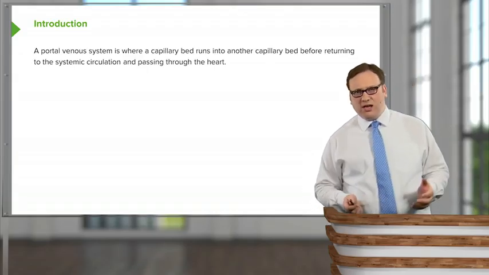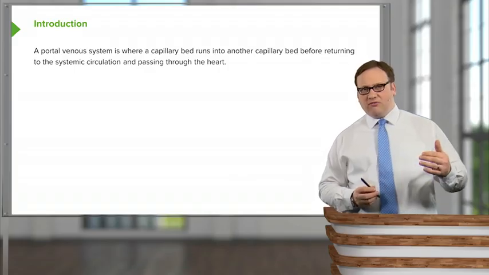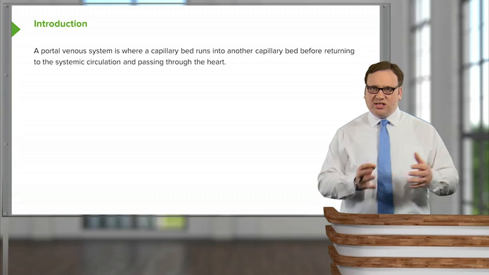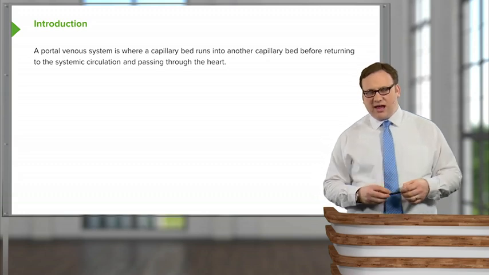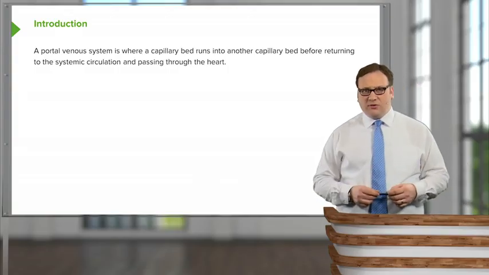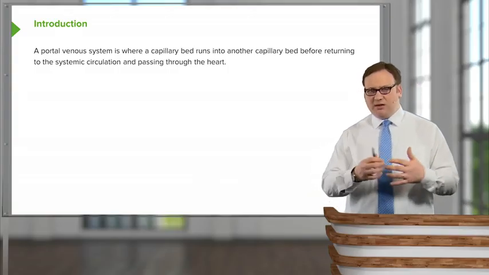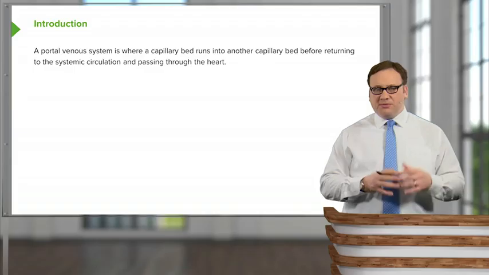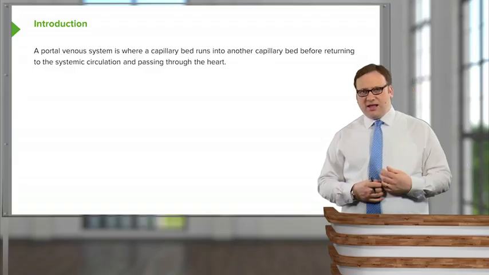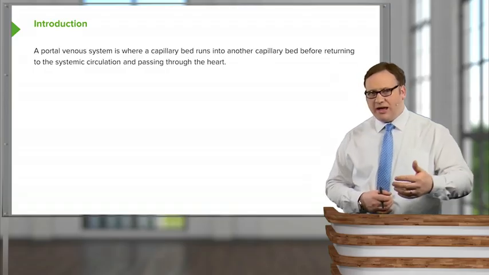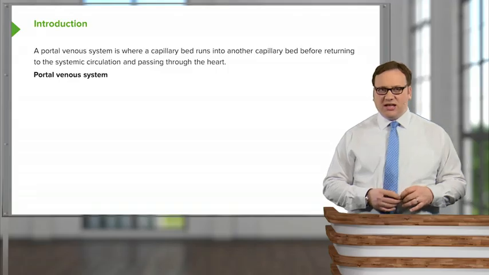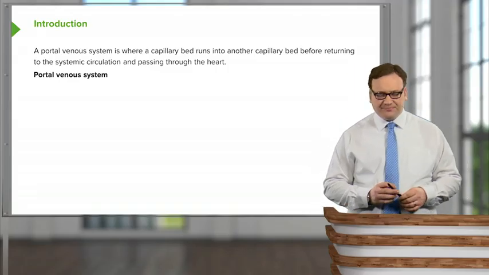So, for example, we're used to blood passing via the arteries to a capillary bed, say a muscle, and then into the venules and the veins, which take it back to the heart. It can then be sent to the lungs for gas exchange to occur and then return and be distributed again. But this portal system allows blood that's passed through a capillary bed to then pass to another capillary bed before returning to the heart. And the portal venous system is a real good example of this.